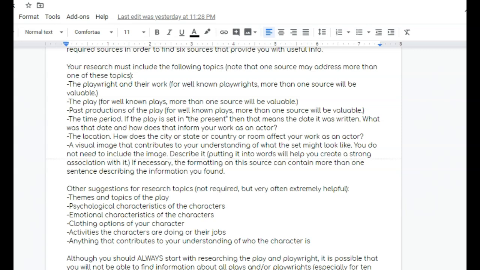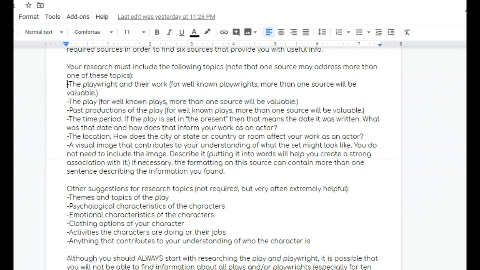This doesn't mean the number of sources, because one source could hit many of these topics. You need to definitely look into the playwright and their other known plays. What are they known for? Is this play along the lines with what they wrote? Is this something unique, or is this their best known play? Look into the play itself.